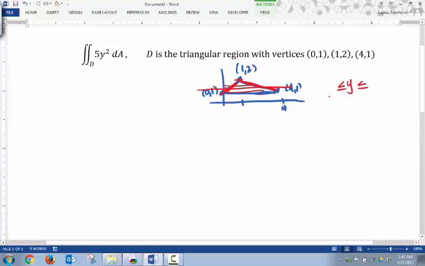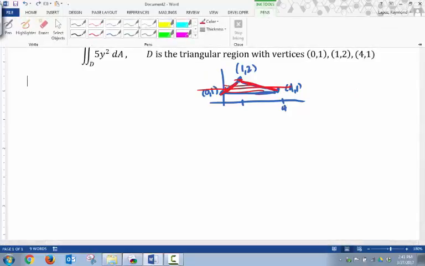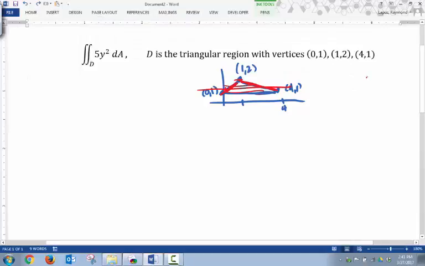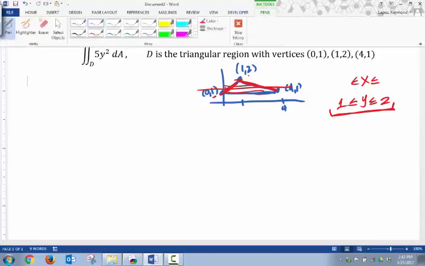And I said we're going to integrate with respect to x first, so let's put x here. And then y will be constants. Well, I can see my y values already. y goes from 1 to 2. And I know that these are constants because that's our rule, that the outer limits must be constants. So now I need to figure out what the x functions are.